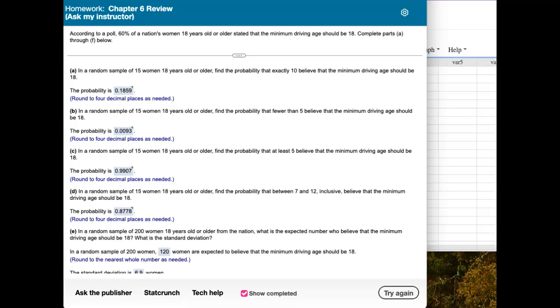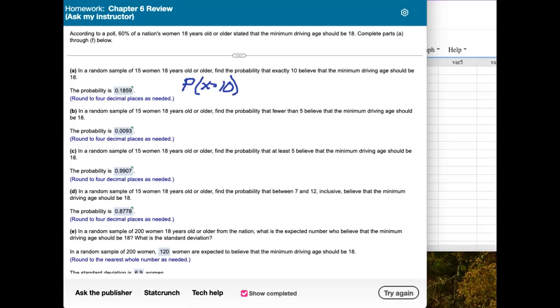Now, for these probability questions, what I would do is write my statement down. So I'm going to go ahead and just jot that down over here beside the problem. So I'm looking at what is the probability that x equals 10? And I'm looking for that.